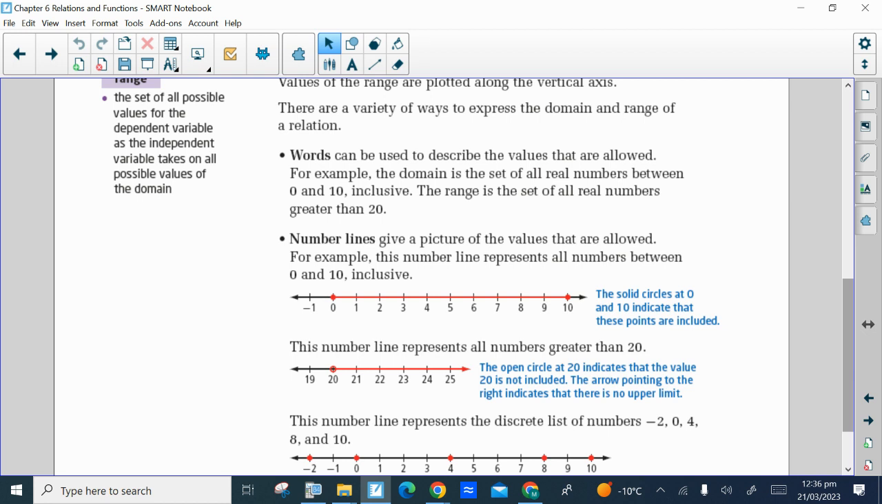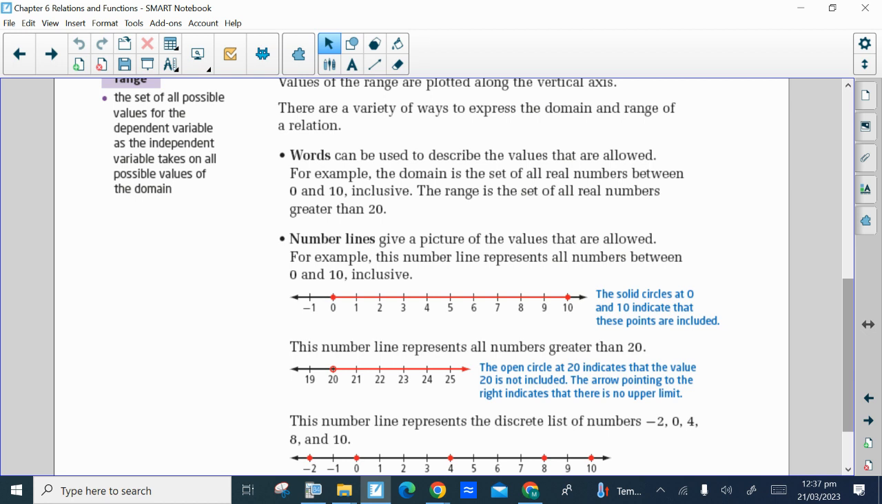You can use words to describe them. For example, the domain is a set of all real numbers between 0 and 10 inclusive. So that tells us a couple different things. Real numbers are all fractions and decimals. Repeating decimals, terminating decimals, decimals that don't repeat or terminate, as well as all our integers. Then it says they're between 0 and 10. And then the word inclusive means that the 0 and 10 are also part of that. So every number between 0 and 10, all the fractions, all the decimals, including 0 and 10. That's what that means. So they use words there to describe the domain.